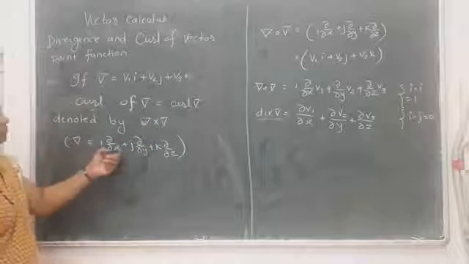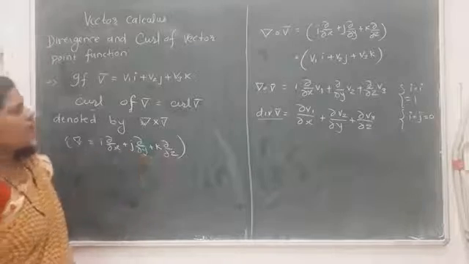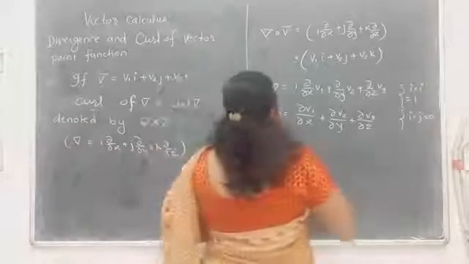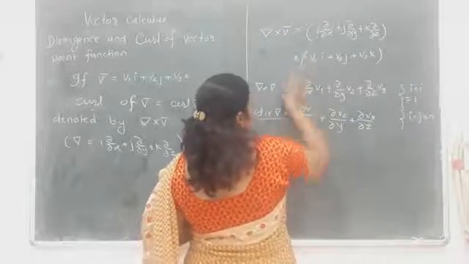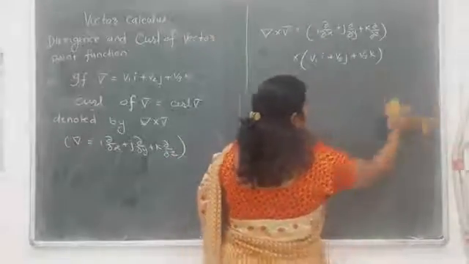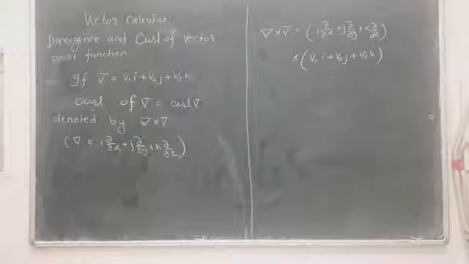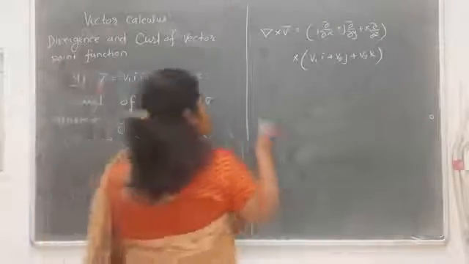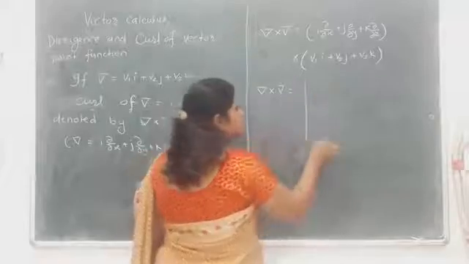Again, the same value of del: i del by del x plus j del by del y plus k del by del z, and then we take the cross product of that, which is del cross. We can write this cross product in the form of a determinant, and then you can calculate the curl of that vector. So it can be written as del cross V bar is equal to a determinant.